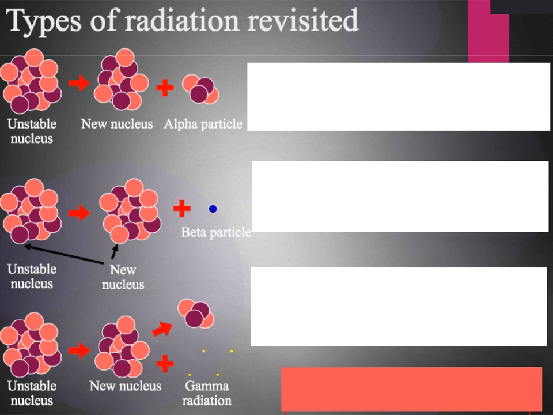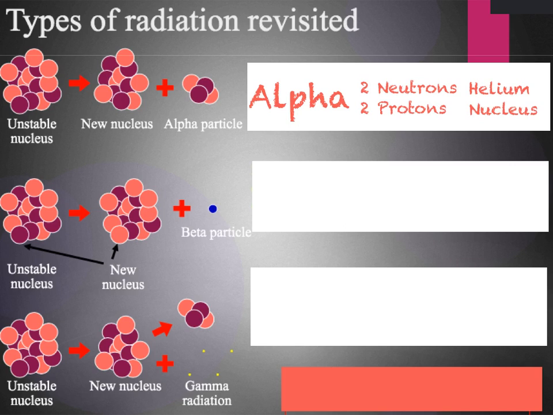So to begin with, we will look over the types of radiation. Our first type of radiation is our alpha radiation, where an unstable nucleus decays to become a new nucleus and gives off this alpha particle. The alpha particle is made up of 2 neutrons and 2 protons and can be thought of as a helium atom without the electrons.